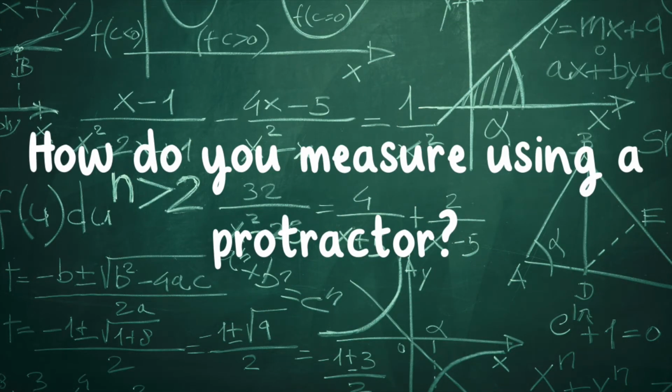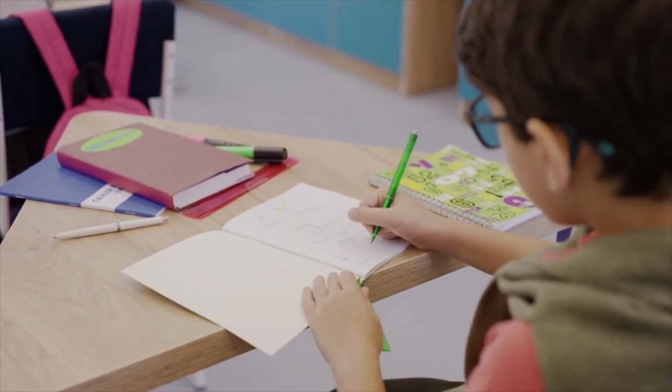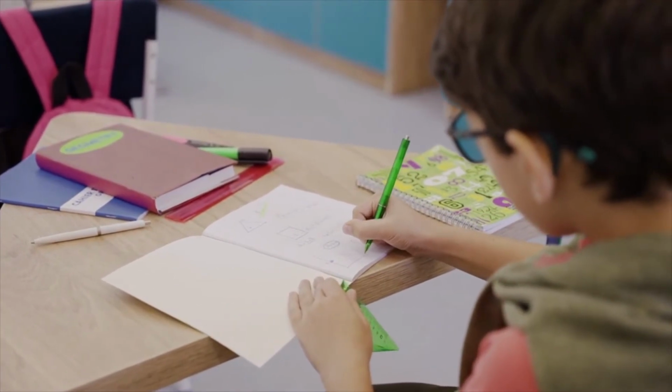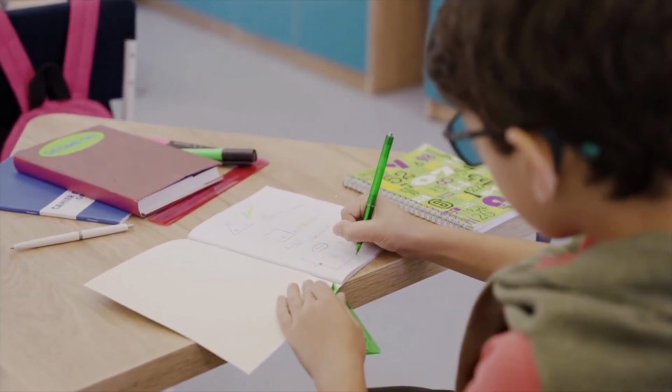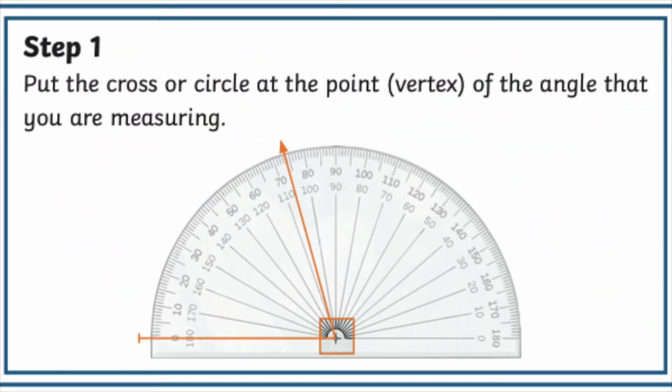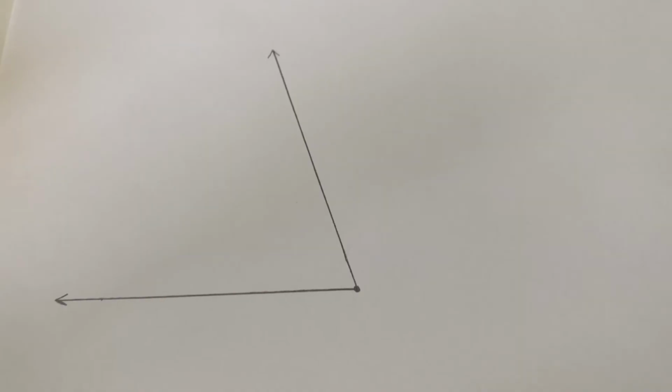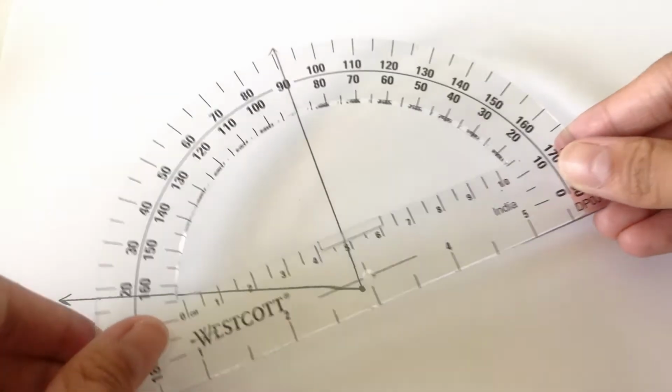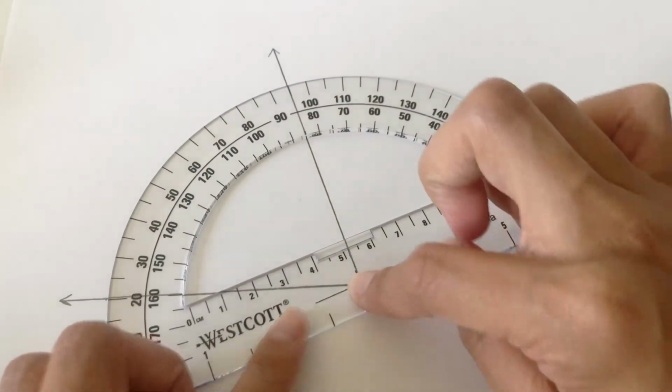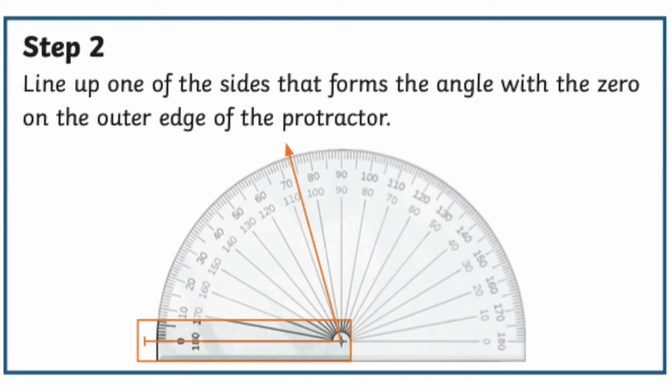How do you measure using a protractor? Although it may seem tricky to understand at first, we promise protractors are not difficult to use. First, put the cross or circle at the vertex of the angle that you are measuring. Next, line up one of the sides that forms the angle with the 0 on the outer edge of the protractor.